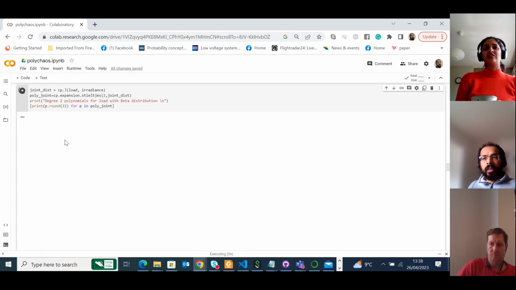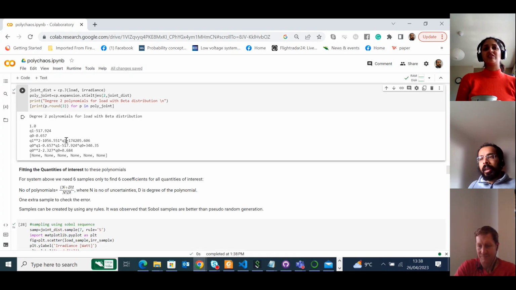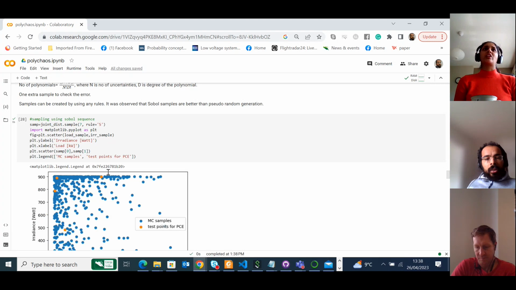Okay. So basically that formula gives how many coefficients we need, and that is basically because of how many orthonormal or orthogonal polynomial bases are formed.